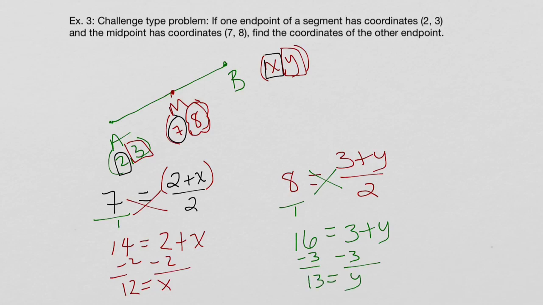So we now have the coordinates of the other endpoint. The other endpoint, point B, is (12, 13). You can check it by adding 2 plus 12, dividing by 2, and hopefully you get 7, etc.